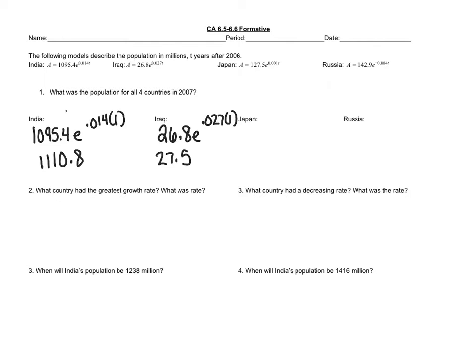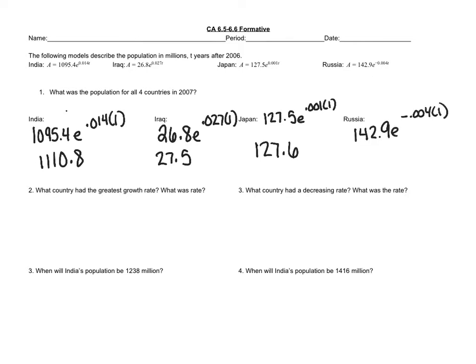27.5 million. For Japan, we're going to do 127.5 e to the 0.001 times 1. So second e to the power of 0.001 times that by 127.5, and we're at 127.6 million. For Russia, we're going to do the same by plugging in 1 for t.